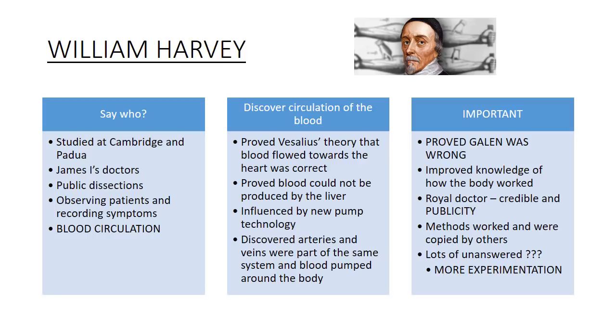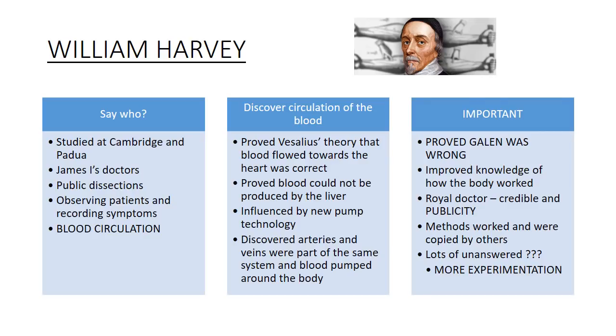So what was that all about? Well, basically he proved Vesalius's theory that blood flowed towards the heart. That was correct. He also, through some mathematical equations and calculations, proved that blood could not be produced by the liver, because that's what Galen had said. He said if that was the case, then the quantity of blood would just be astronomical. So there must be another explanation. At the same time, he was influenced by new pump technology that was going on in the world at this time. And he also discovered arteries and veins were part of the same system. So he theorised that blood was pumped around the body, or circulated around the body.